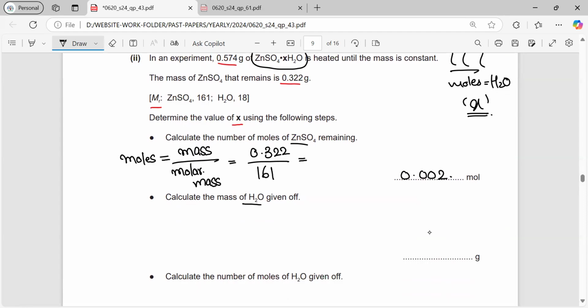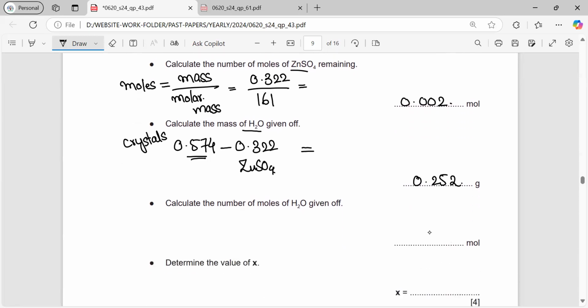Calculate the mass of water. We have the mass of crystals, which is 0.574. This is the mass of the crystals. And from this total mass we subtract the mass of zinc sulfate, which is 0.322. When we subtract the mass of zinc sulfate from the hydrated zinc sulfate, we get the mass of the water of hydration, which is 0.252 grams. Once we have the mass of water, we can calculate the number of moles of water by the same formula.